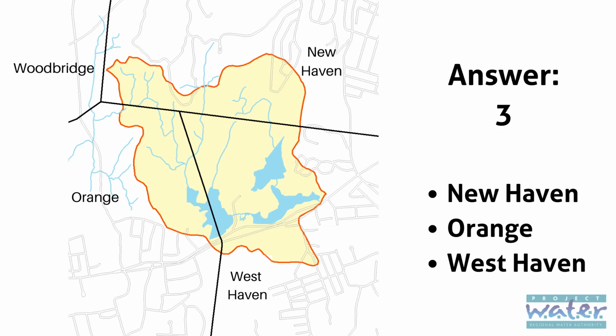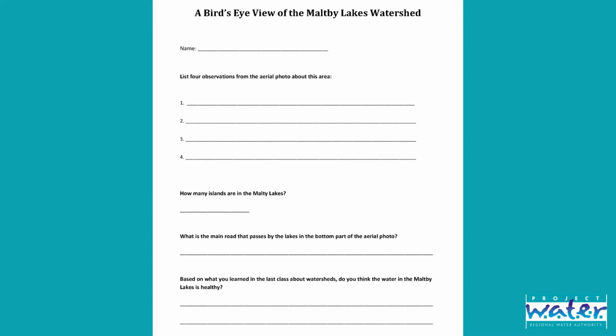The answer is 3. Let's take a look at the 3 towns. We have New Haven in the upper part of the map, Orange in the lower left-hand corner, and West Haven in the lower right-hand corner. Anything that happens in these 3 towns inside the watershed boundary will affect the water in the Maltby Lakes and impact the water quality. Next, we're going to take a detailed look inside the Maltby Lakes watershed.